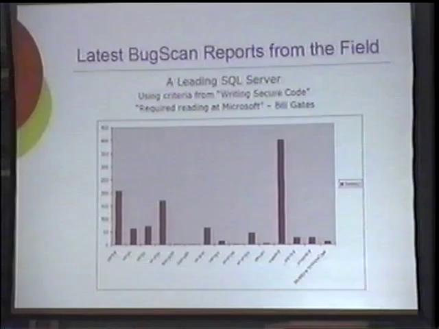Here's one of them, where the number of swprintfs numbers close to 400. There's 200 sprintfs. These are all, by the way, API calls which are no-nos, per the book Writing Secure Code, required reading at Microsoft. That's a quote from Bill Gates. It's on the cover of the book.